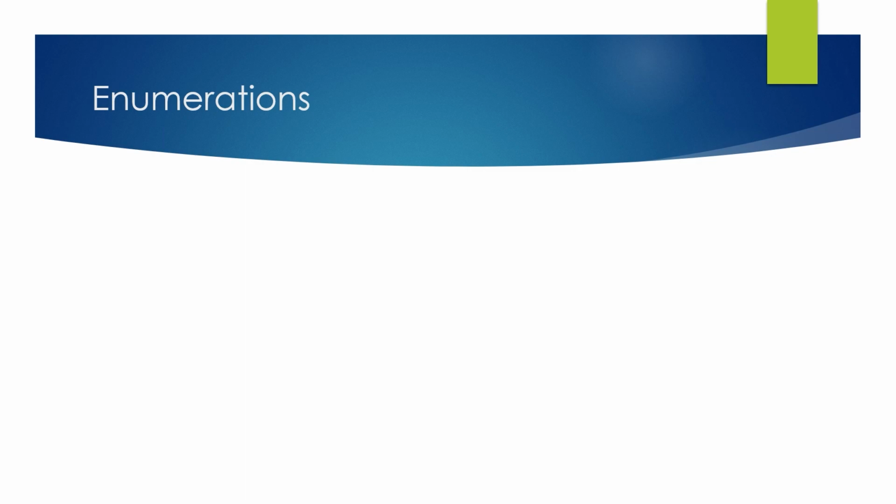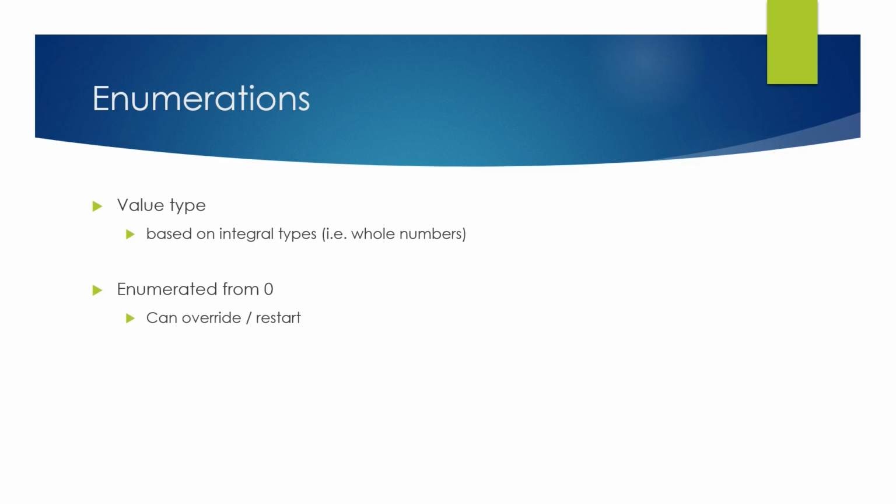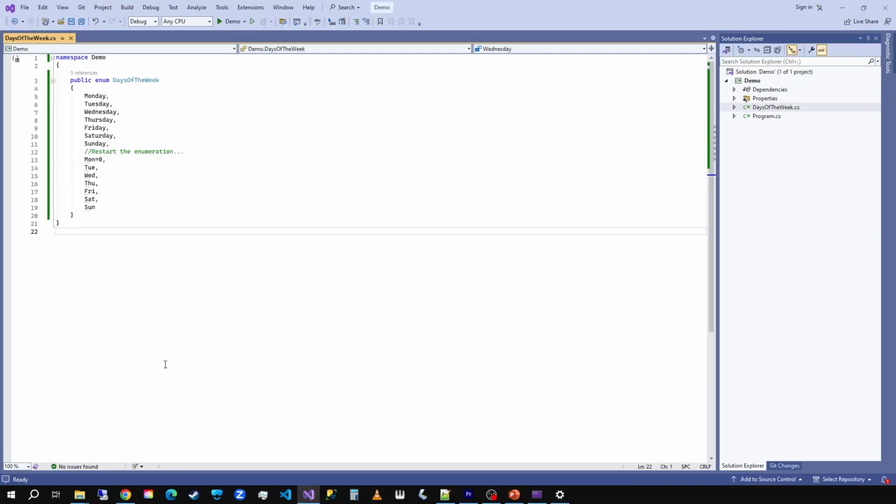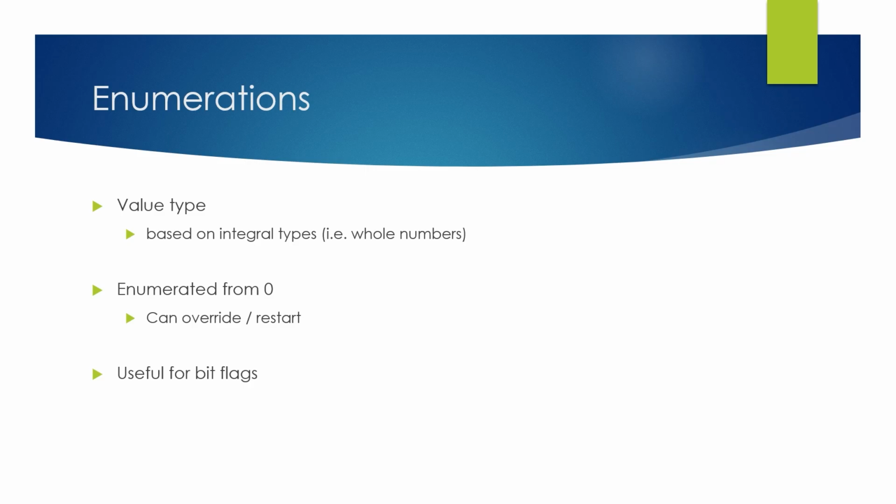Enums. Short for enumeration, an enum is a type that defines an increasing sequence of named values. These are value types and are based on integers by default, although you can change that to any other integral type. Here's an enumeration for the days of the week. By default, the values start from 0, but you can change the value at any stage and the enumeration will always start from there. Enumerations are often used for bit flags, where each value is a power of 2.